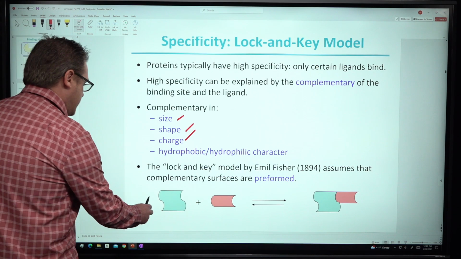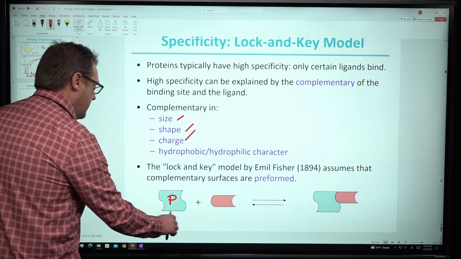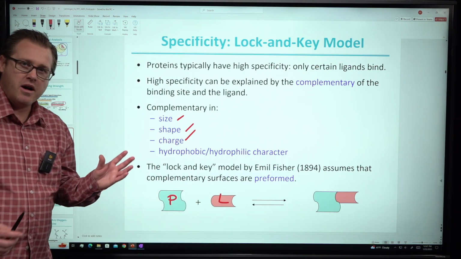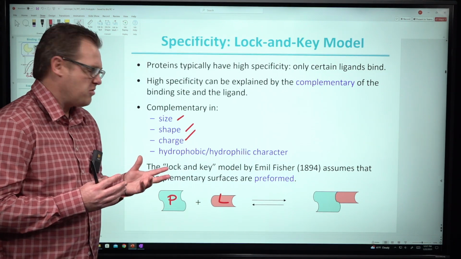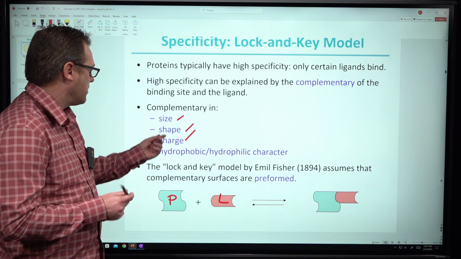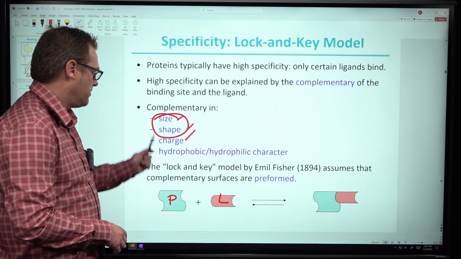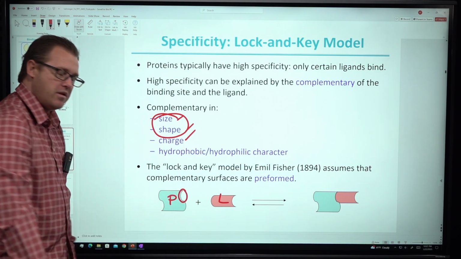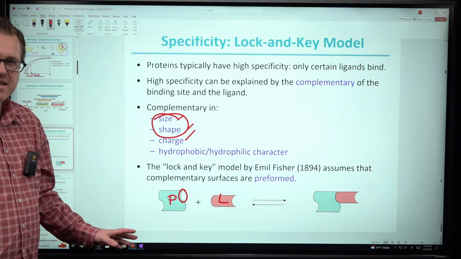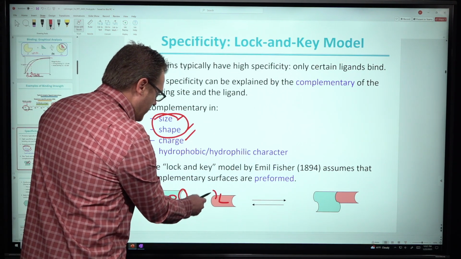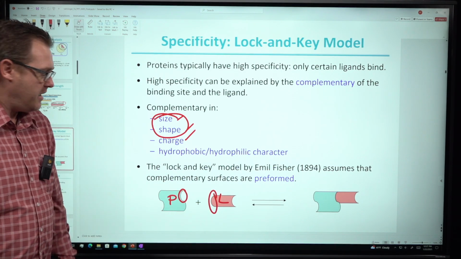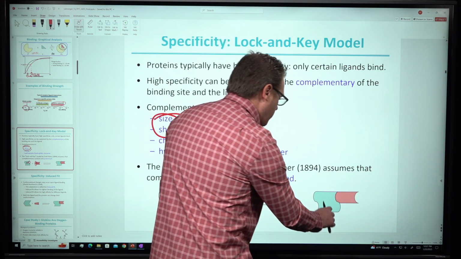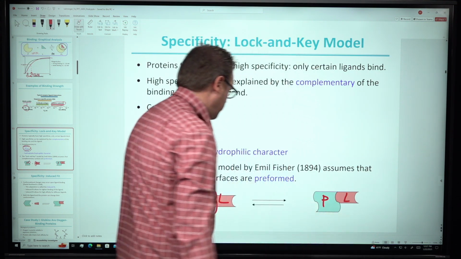Let's say this guy's the protein and this guy's the ligand. In this particular model, it is representing shape, like size and shape right here. You can clearly see that that shape right there is the binding site. And on the ligand, we have this nice little curvature right there that fits nice and snug. So that's our protein, that's our ligand.